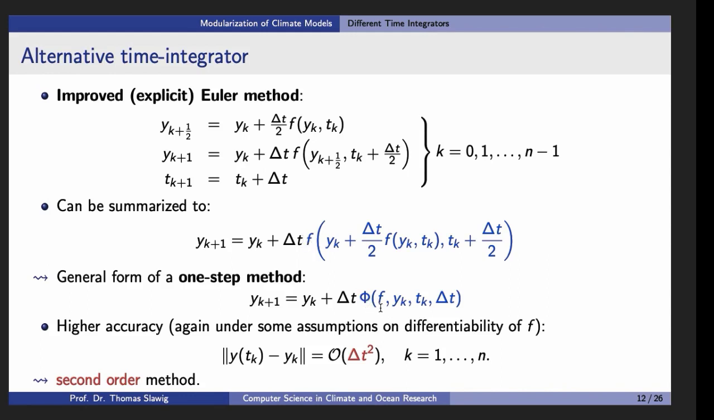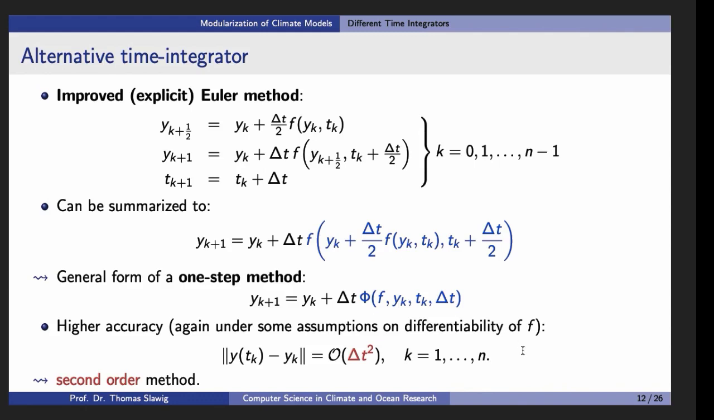It depends on f, of course, on the model function. It depends on the last point of the solution, it depends on the time point, and it depends on the time step. But it only takes the last point for y and t to compute the next yk plus 1. That's the reason why it's called a one-step method. And there's a variety of these kinds of methods which construct increment functions phi, which are similar to this one or even lengthier, to get a better approximation.